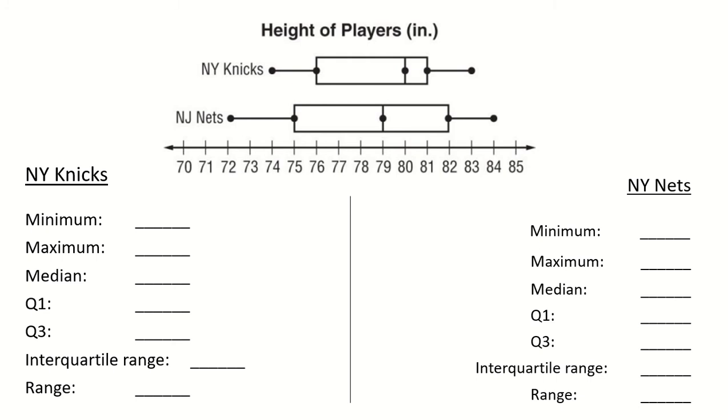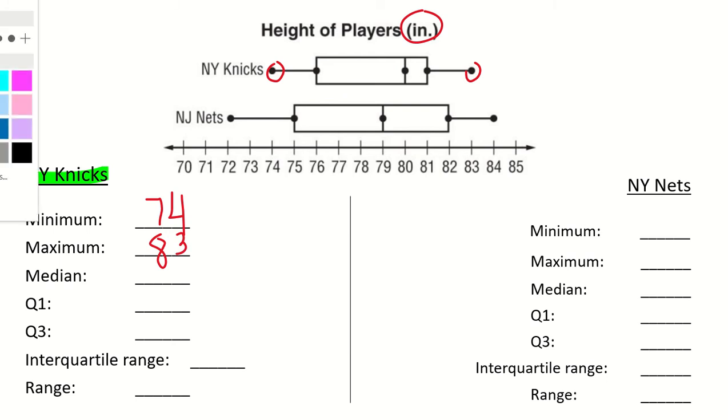So let's just focus on them one team at a time. We're just going to look at the Knicks right now. So only pay attention to that box plot for now. And let's figure out the numbers. Minimum. Minimum is right there. That seems to be at 74. And that's 74 inches, by the way, because this number line represents height in inches. All right, the maximum seems to be at 83. The median, remember that's this line, that is at 80.